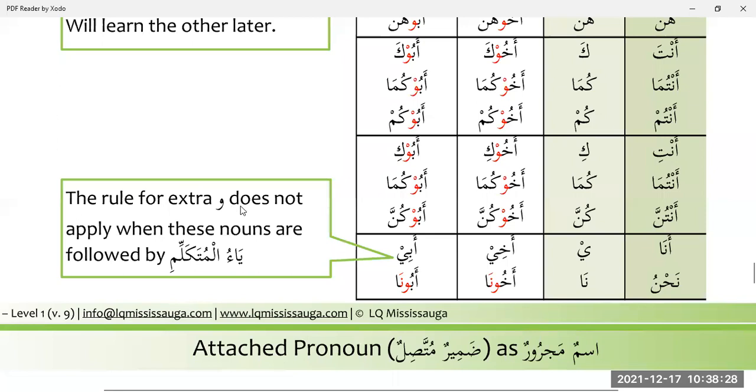The rule for the extra vowel doesn't apply when these nouns are followed by ya mutakallam. So all the rest of the nouns will take an extra vowel, but the first person mutakallim will not take the vowel. Akhi, abi, it will be like this.